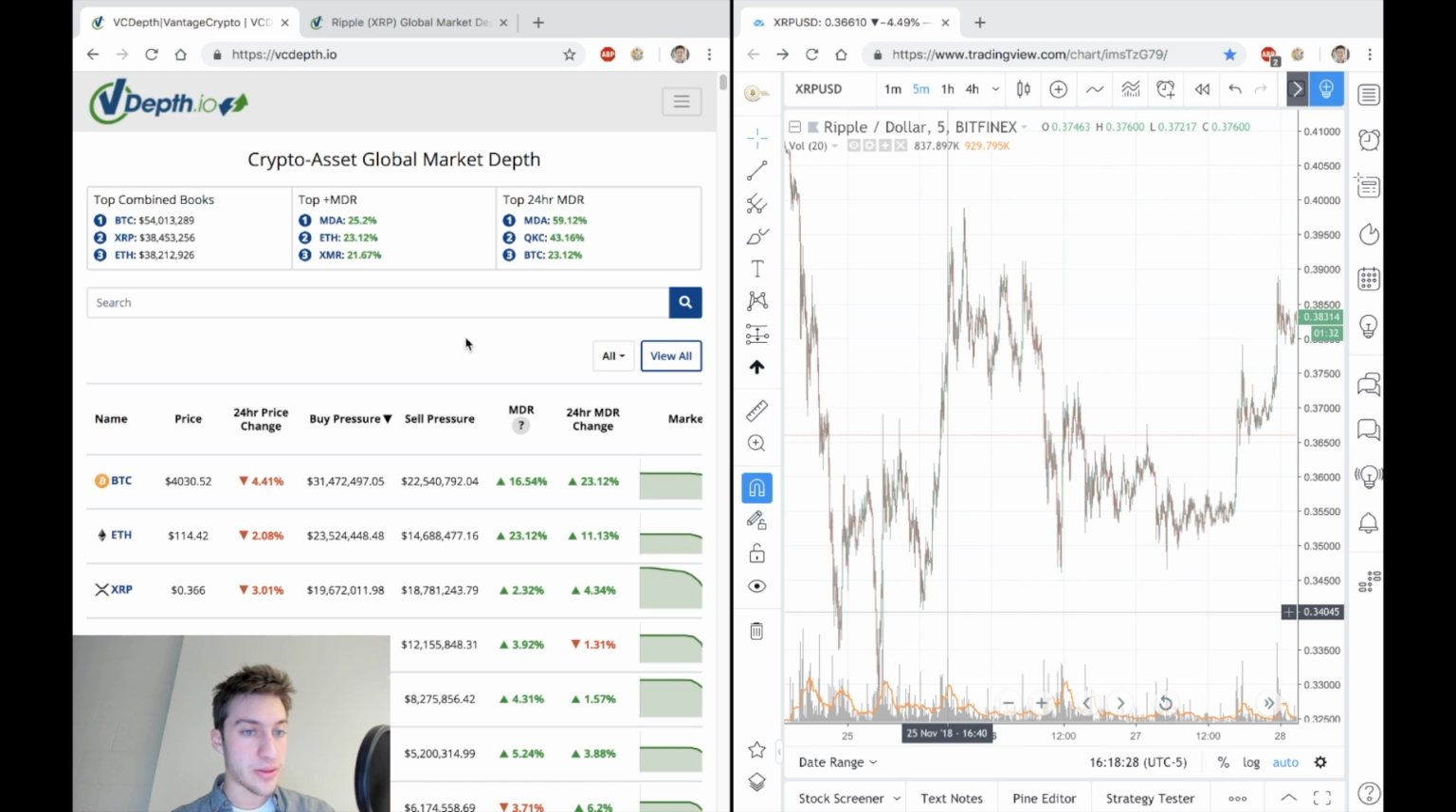This is something that I have been searching for actually ever since I started trading crypto. I've always looked for a website that shows this kind of data, and I finally found it. So let's do a deep dive into probably the most helpful site I've ever found on crypto, vdepth.io.